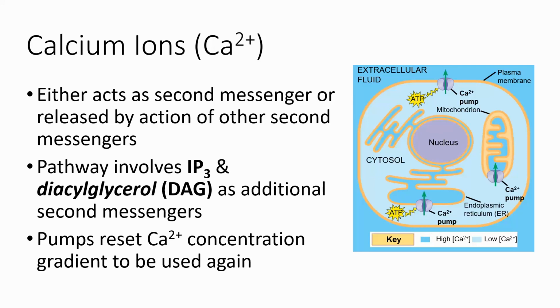So cells will actively pump calcium outside of the cell to the extracellular fluid, which will then have a high concentration, or they will actively pump calcium into specific organelles, like, for example, the mitochondrion here, or into specialized segments of the ER. When calcium is released into the cytoplasm of a cell, it's going to trigger some reactions. This pathway involves one of the other second messengers, IP3. There's another second messenger called diacylglycerol, or DAG, but we're not going to really mention it very much. And then these pumps are going to act to reset concentrations of calcium again.